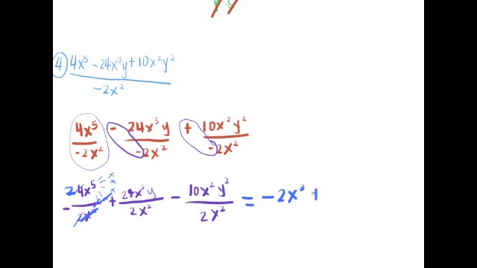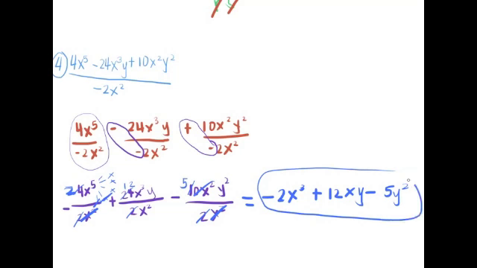In the next example, I have the 24 and 2, so I'm left with 12 on the top. Then using my dividing rules, I'm left with x on the top, right? Because I do 3 minus 2, and then I have my y that still stays there. Last one, 10 divided by 2 is 5. My x squareds cancel out completely because they're both x squareds, and I'm left with a y squared, so I'm left with 5y squared, and that's my final answer there.